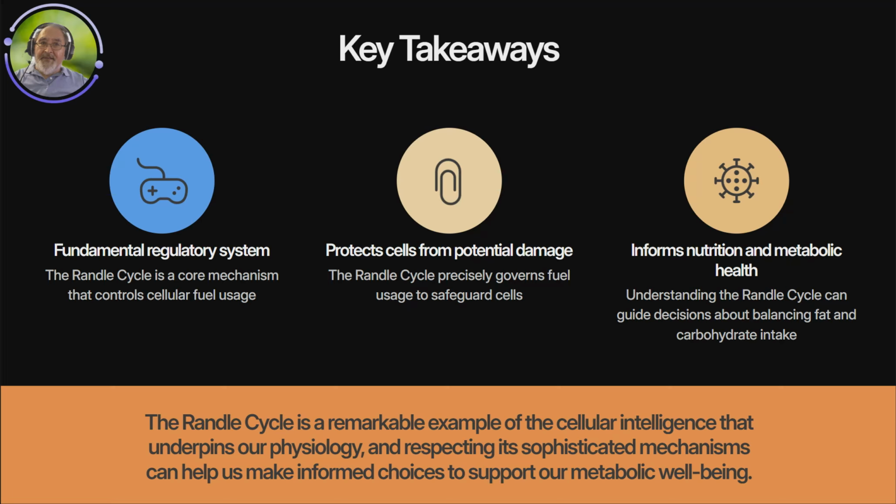Beyond the binary debate, the Randle cycle transcends the often polarized debate between carbs versus fats by revealing the nuanced interplay between these fuel sources. Both glucose and fatty acids serve essential roles in human metabolism. The key insight from the Randle cycle is that their utilization is precisely regulated to maintain cellular health. This regulation happens whether we understand it or not. However, understanding allows us to work with our biology rather than against it.